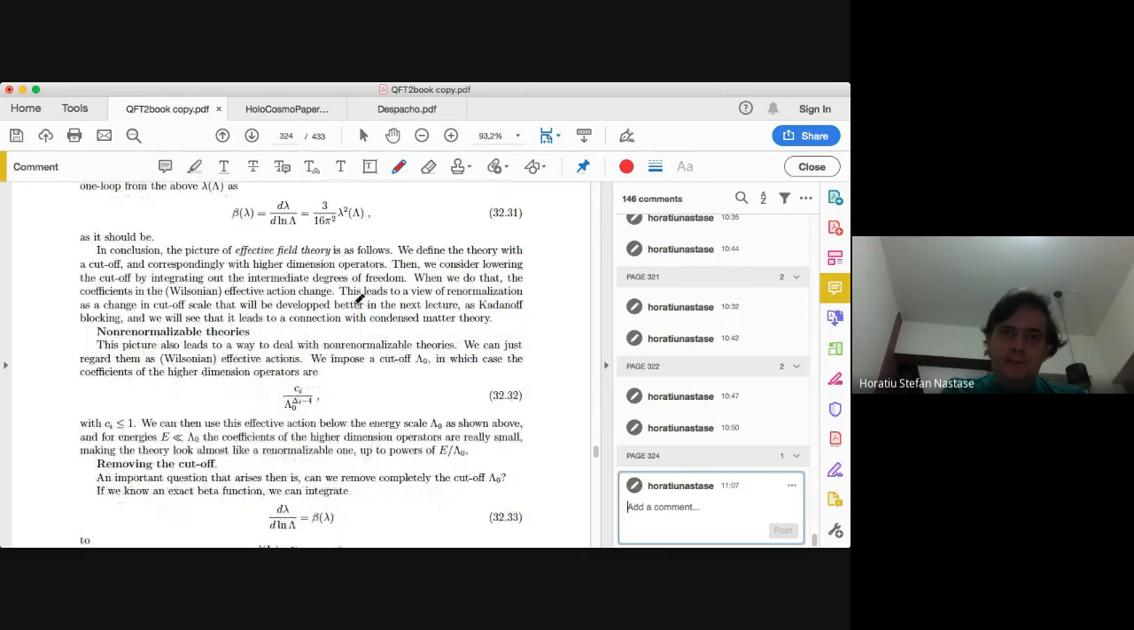Okay, so then this view of effective field theory as a renormalization, which defines renormalization as a change in the cutoff scale, is, well, first of all, the view that Wilson had and led to the renormalization group story, but also will be better defined in the next lecture as what we will be calling Kadanoff blocking. And we will see that this picture also leads to a description of condensed matter theory.